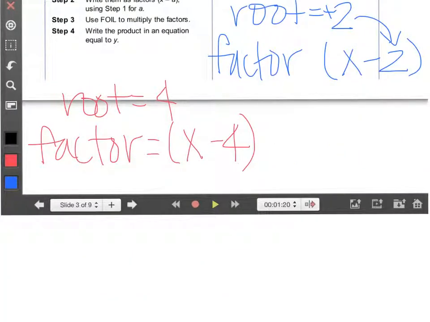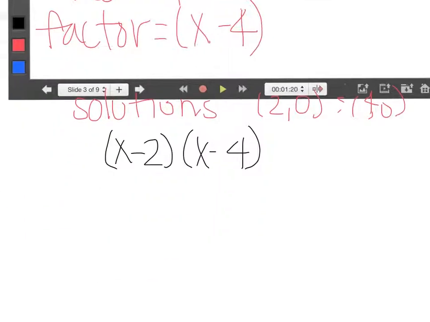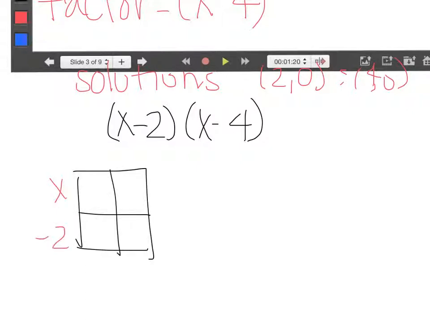So that means that with solutions or x-intercepts of (2, 0) and (4, 0), the equation that would give me that would be x minus 2 times x minus 4. Now I can go ahead and multiply that out using the box method. So x minus 2, x minus 4. I can multiply to fill it in.